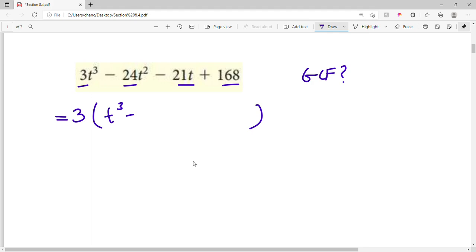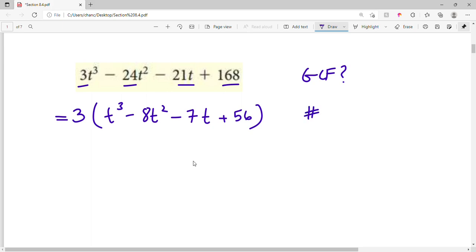3 times what gives us 24t squared? This must be an 8t squared. And 3 times what gives us negative 21t? That's going to be a negative 7t here. And t times what gives us 168? And so 3 times 56 gives us 168. And we took out the GCF.